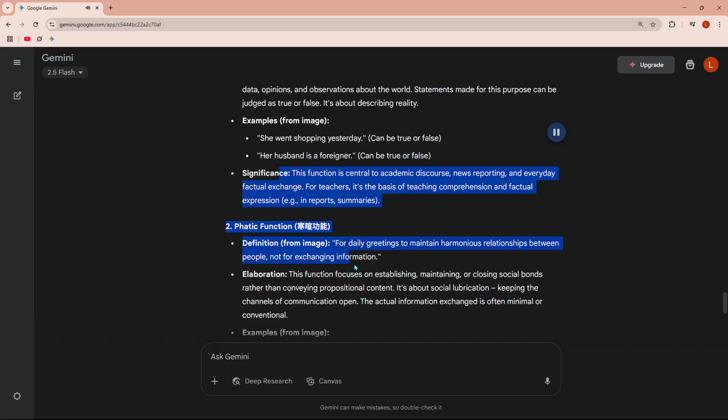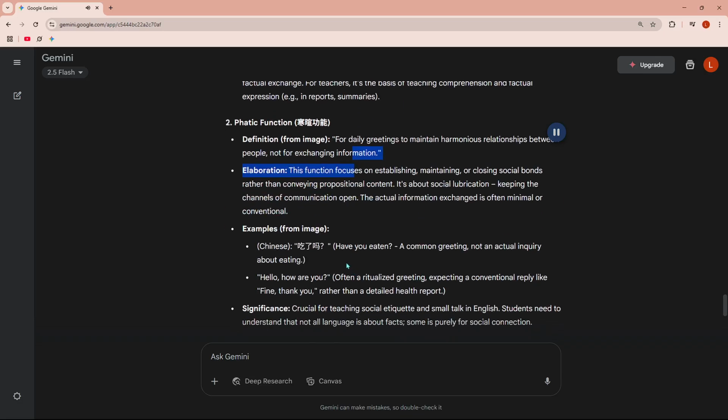Elaboration: this function focuses on establishing, maintaining, or closing social bonds rather than conveying propositional content. It's about social lubrication, keeping the channels of communication open. The actual information exchanged is often minimal or conventional. Examples: from image. Chinese: Chi La Ma, have you eaten? A common greeting, not an actual inquiry about eating.